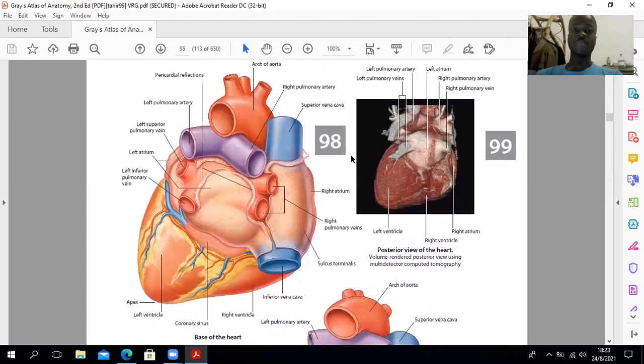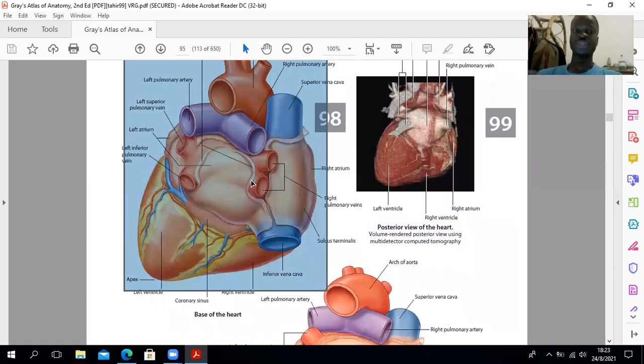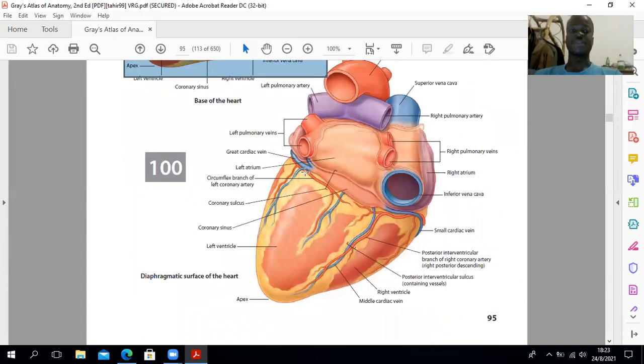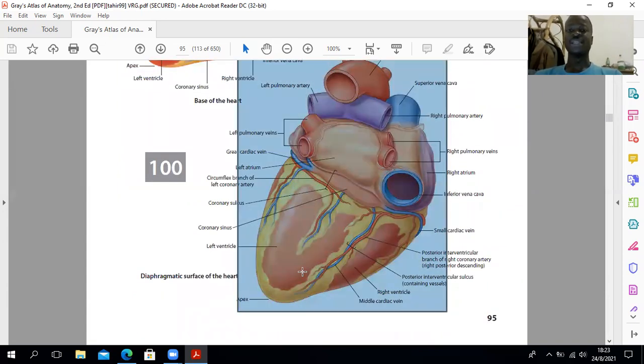Then if you look at the base of the heart, which is basically the posterior surface of the heart, which is this one, it's going to be composed mainly of the left atrium, and those are actually the four openings of the pulmonary veins. And you can also appreciate the presence of the right atrium. Right. Then the diaphragmatic surface, where the heart actually sits, it's going to be composed of the left ventricle, which is this region here. Right.